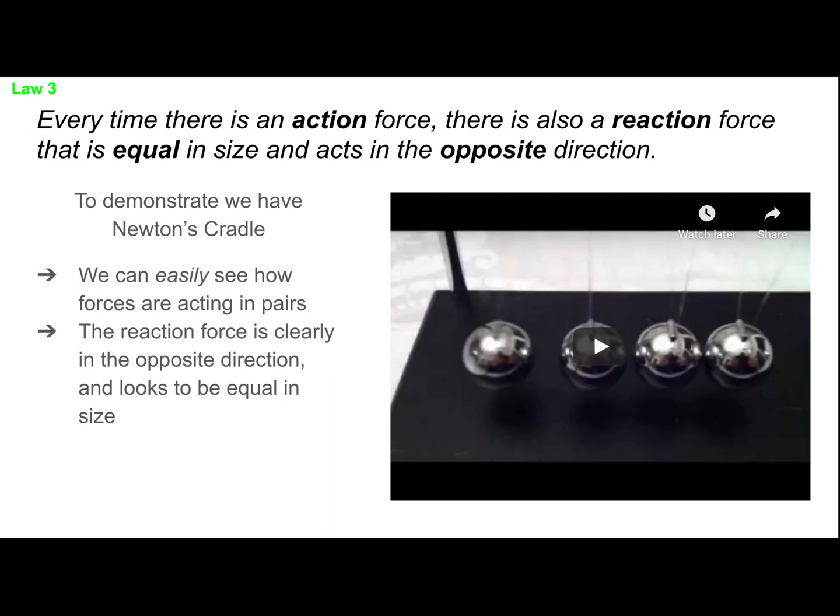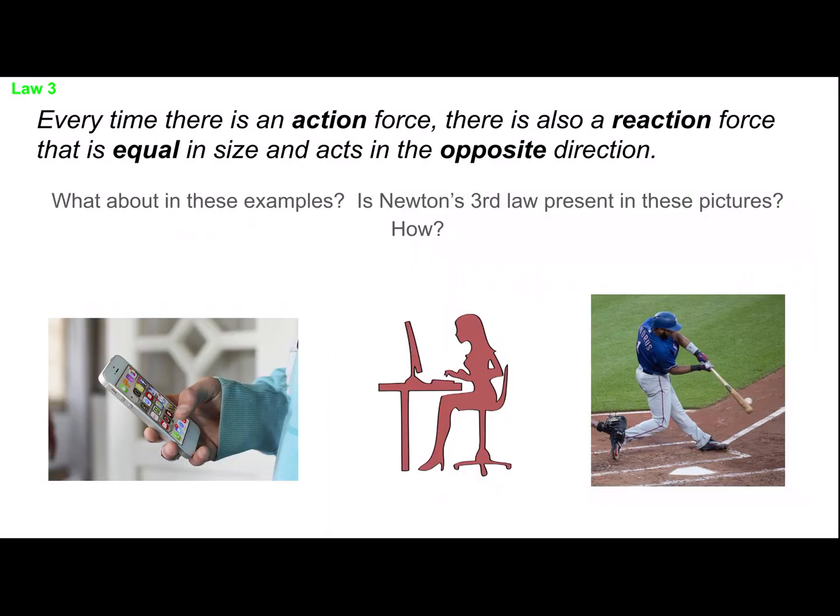So unfortunately, all examples aren't as easy to see Newton's third law as Newton's cradle. For example, these three examples. How on earth could a person touching their phone or sitting at a desk or hitting a baseball represent equal and opposite forces in the opposite direction?